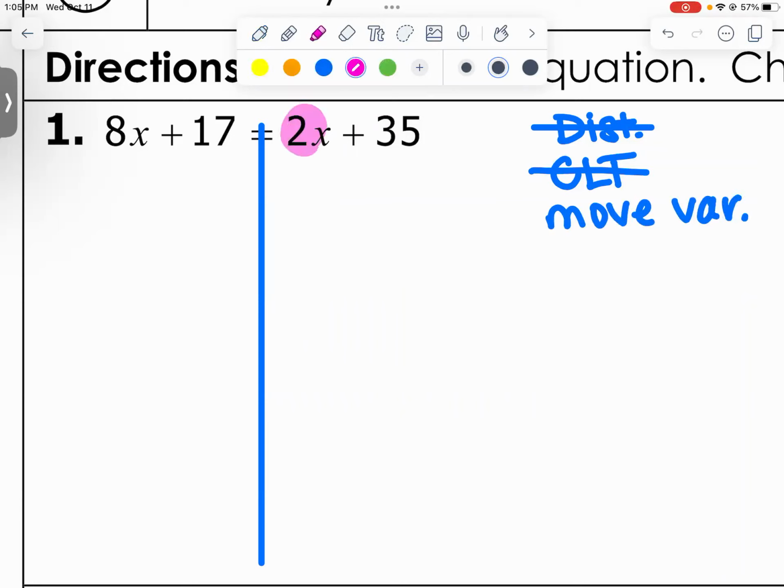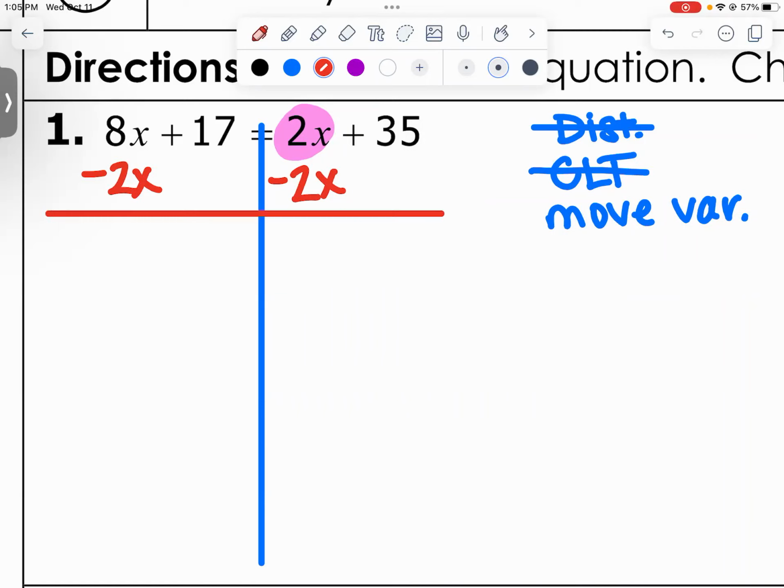So on the right side, we have this 2x. How is it attached to that right side? 2 is being multiplied to x, but 2x is being added to 35. So how are we going to undo? Yeah, we are going to need to subtract 2x. We're performing the inverse operation. Since 2x is being added to 35, we are going to subtract 2x from both sides to undo it.